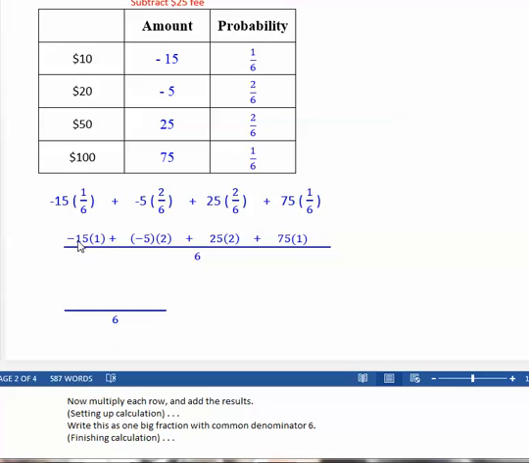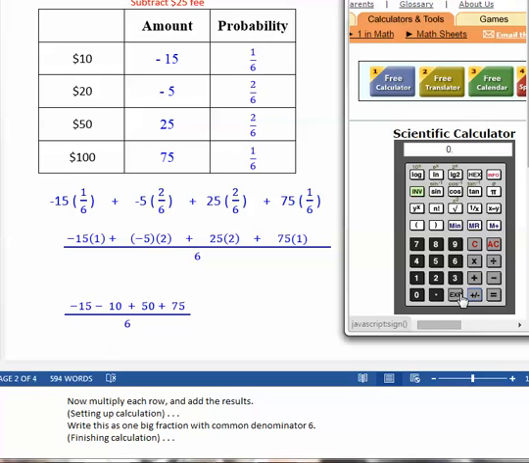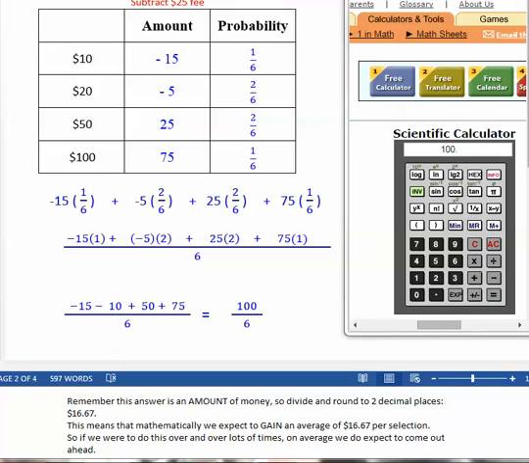So calculating negative 15 times 1 is negative 15. Then for the next we can put minus 5 times 2 is 10, and plus 25 times 2 is 50. Finishing that calculation, negative 15 minus 10 plus 50 plus 75 gives us 100 over 6. Remember that this answer is an amount of money, so don't reduce the fraction.